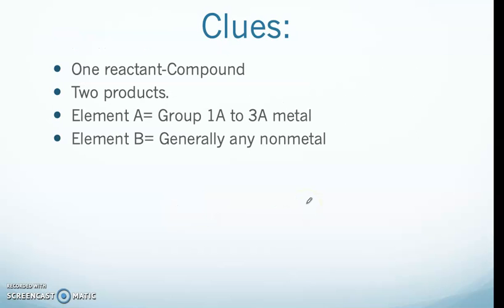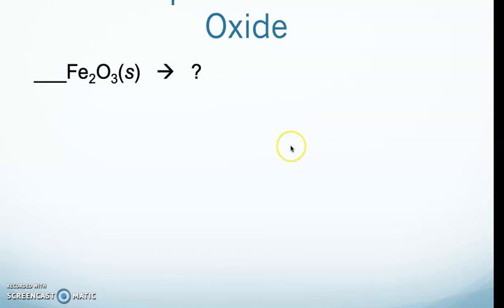Some clues that you want to look for when you're looking at this kind of reaction is it has one reactant, a compound. It has 2 products. Element A is usually going to be an element from 1A to 3A. It could also be a transition metal. And B is normally going to be a nonmetal. So let's take a look here.